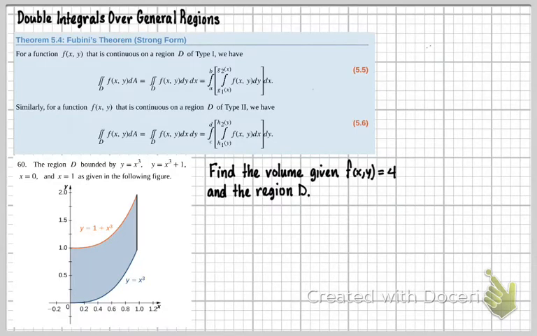Double integrals over general regions. Let's look below here. It says Fubini's theorem. It says for a function f(x,y) that is continuous on a region D of type 1, we have our double integral equaling an integral bounded by two functions, dy. Now those functions are functions of x, and those functions of x are the change in y.